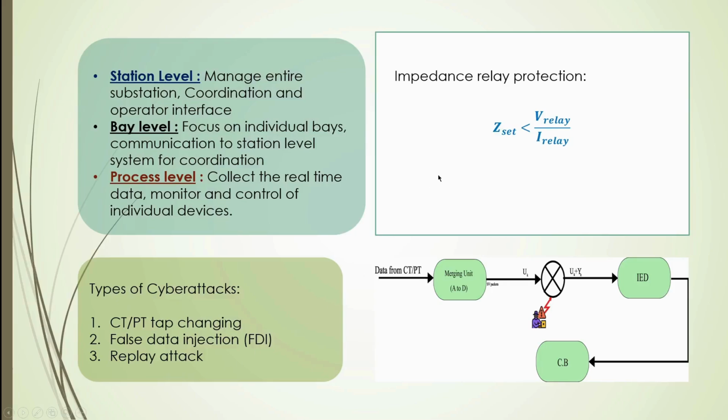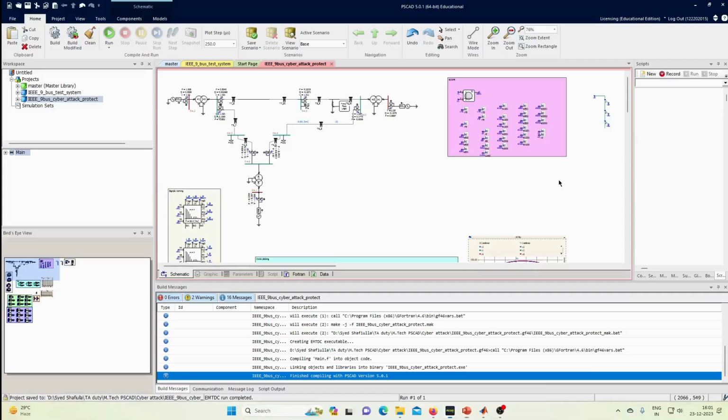For the protection of the IEEE N system, we are taking an impedance relay protection scheme. The relay will give a trip signal only if V upon I, the voltage seen by the relay divided by the current, is less than the preset value of the impedance. Then the impedance relay will give the trip signal. Let's go to the simulation.